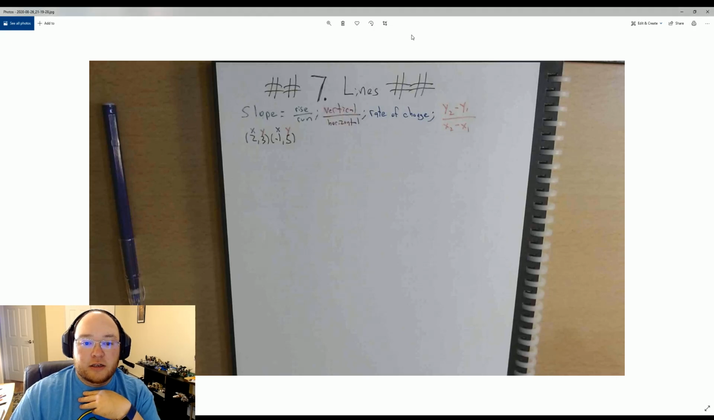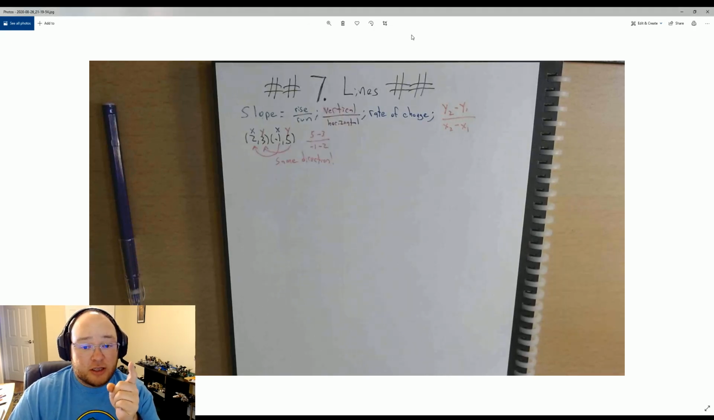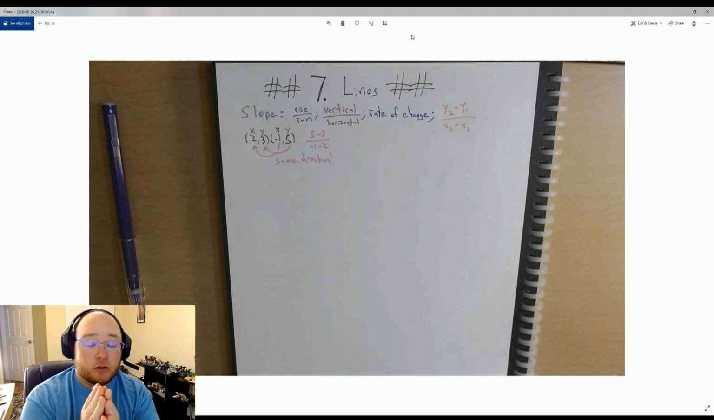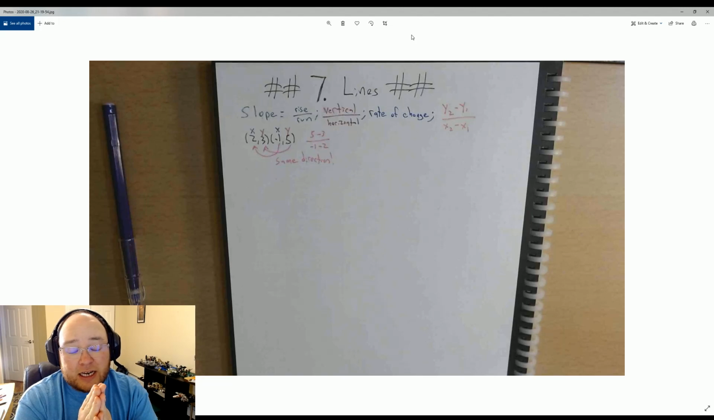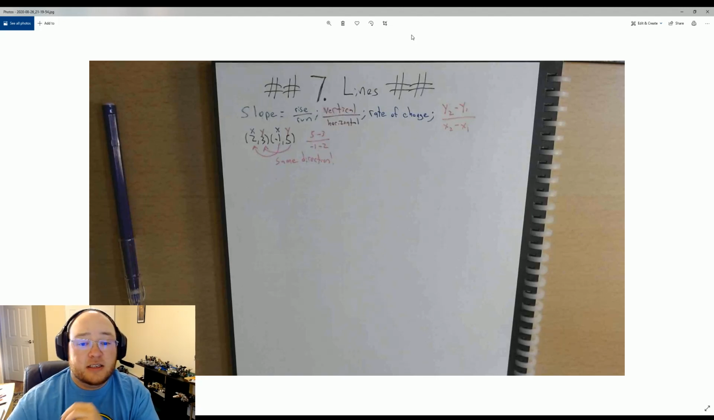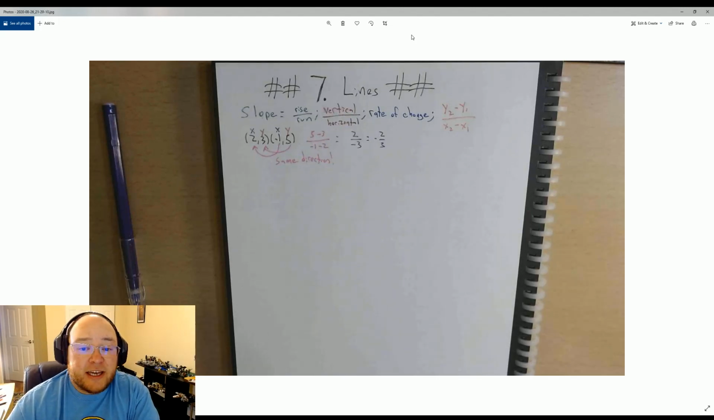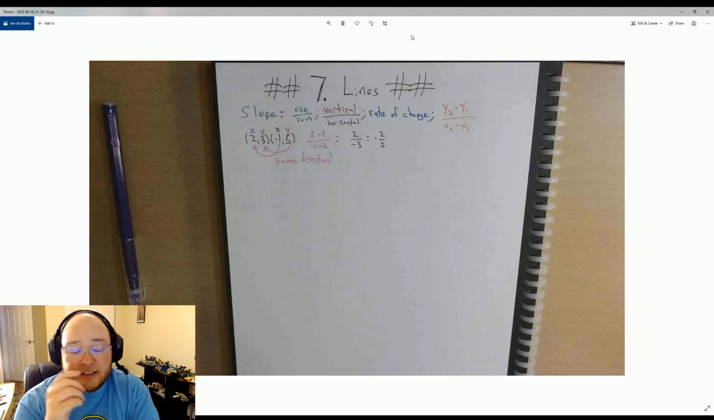And then, boom. Just make sure that when you subtract, you go in the same direction. That's why I like to draw those arrows there. So I got 5 minus 3 on top because the y's rhyme with rise. And on the bottom, I got negative 1 minus 2. And you get 2 over negative 3. And the easiest thing to do, if there's just one negative there, is to put it in front.